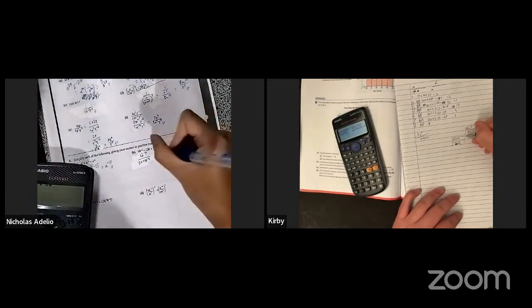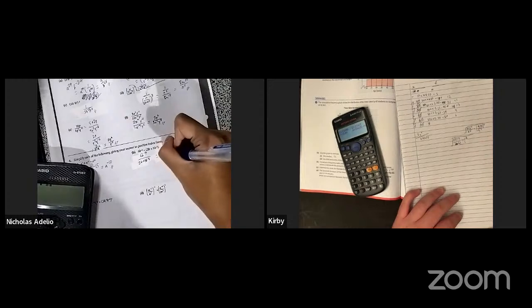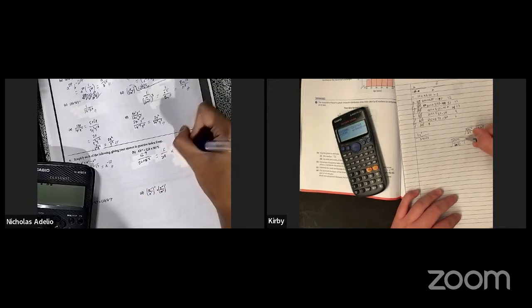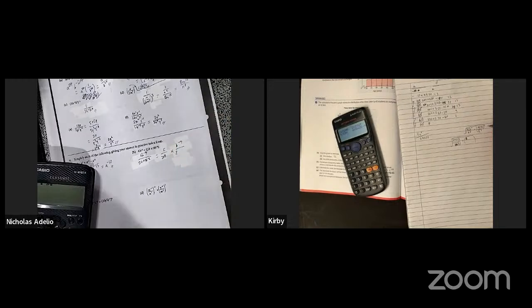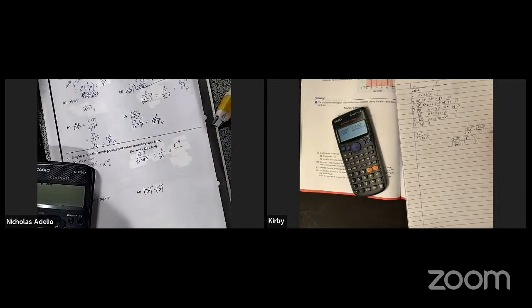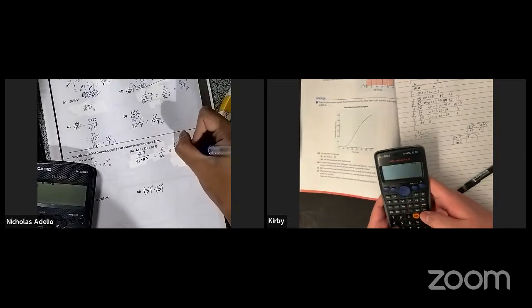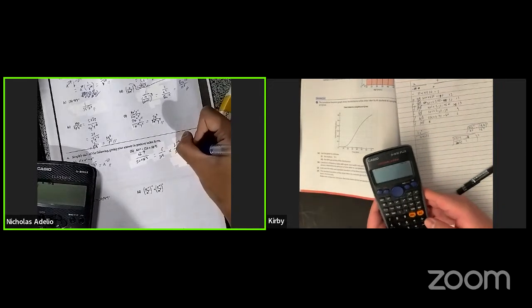Okay. Come on, Kirby. Come on, Nicholas. Separate the numbers. Just separate the number. Just follow me for now. Times b power this, right? Stop doing that. Come on. Just directly go to b power this, b power that. There's no point in rewriting things.